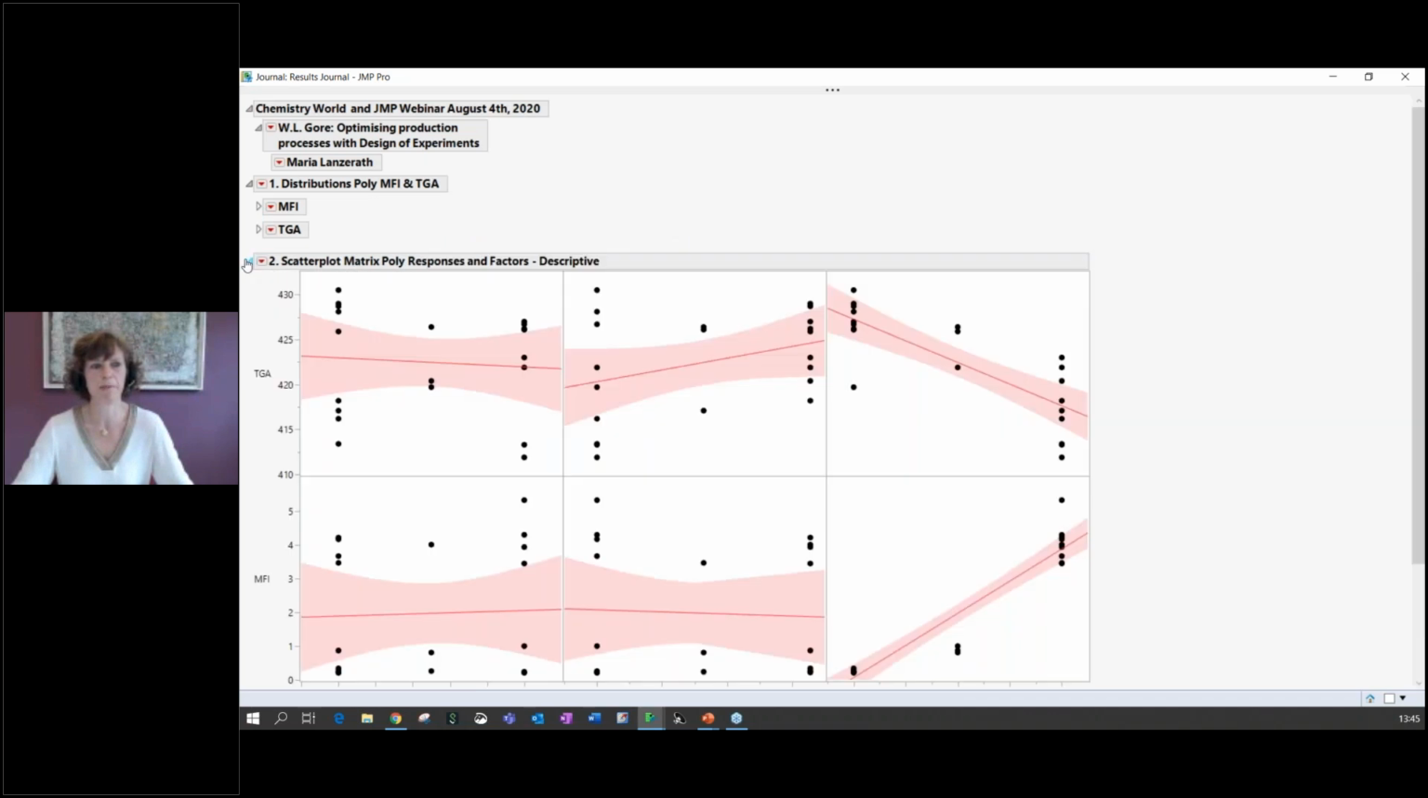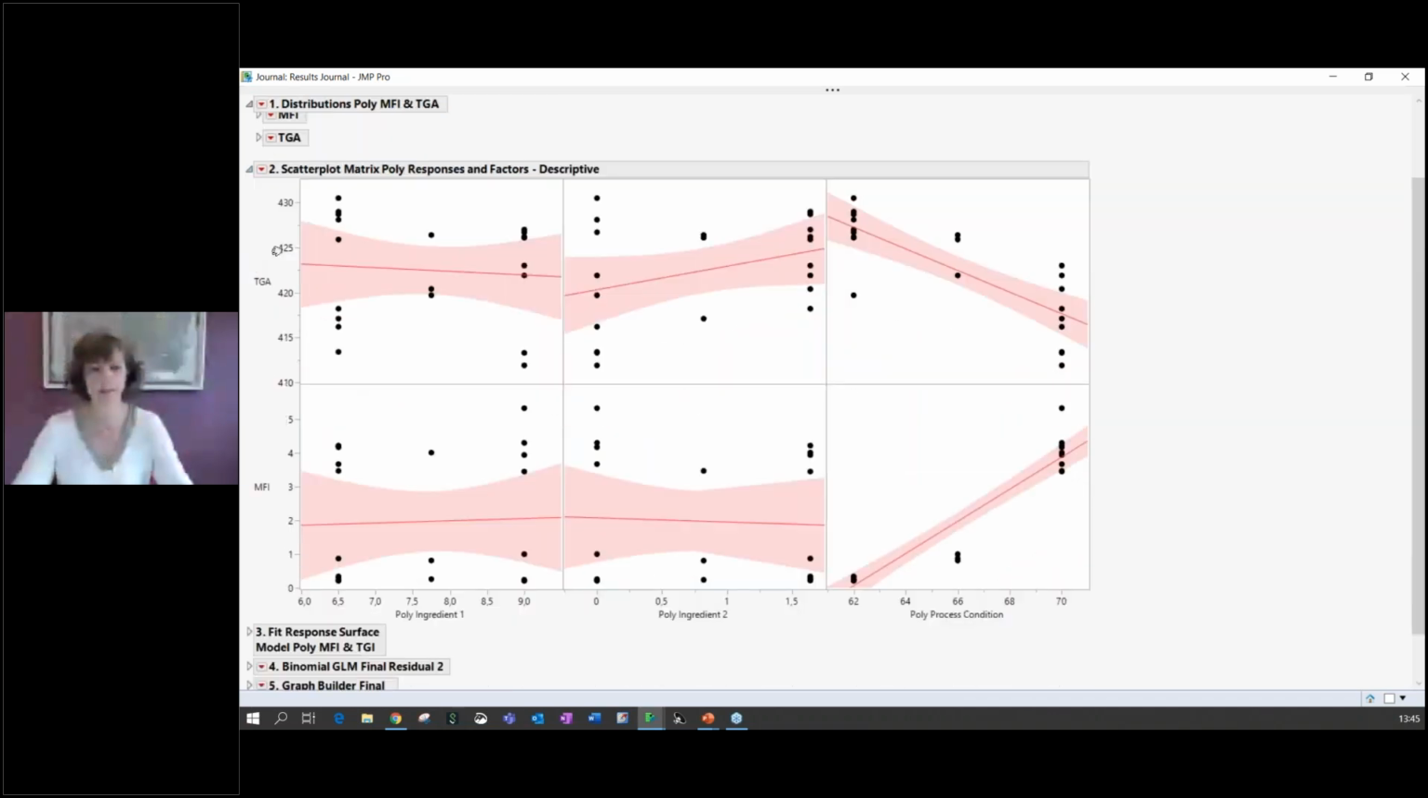Now, the scatter plot matrix is a very simple graph to just, in a visual way, plot the 3 active factors for the polymerization against the 2 responses that were measured afterwards. And the red lines are just a visual aid for your eyes. And you can see the big player definitely is that process condition. The 2 ingredients don't change much. And the impact of the process condition goes in a different direction for each response.